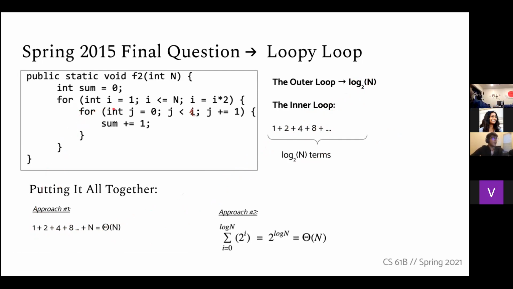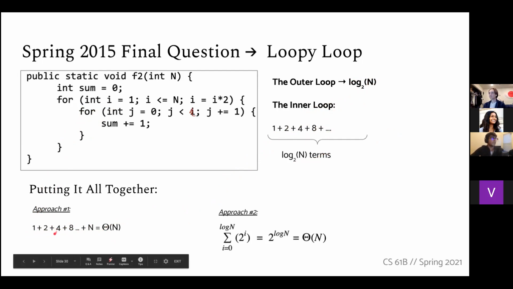So the first time when i equals 1, the inner for loop will run 1 time. The second time when i equals 2, the inner loop will run 2 times. The third time when i equals 4, the inner loop will run 4 times. And again, this should look like something you guys have seen before. It's the sum of the powers of 2, and that just comes down to theta of n, right?